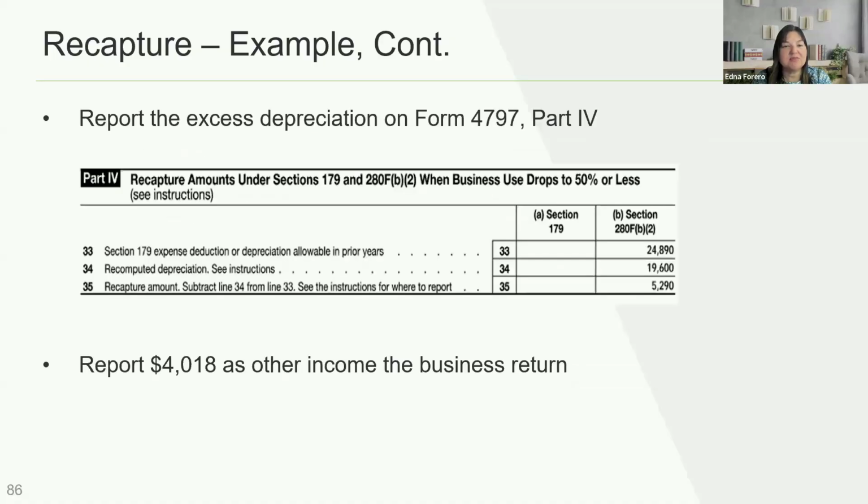So here's the example of that. The difference between that is $40,018, and this is again reported on 4797, Part 4. And the difference is recaptured, and it's shown as other income that he has to list. So if you're looking at journal entries there, you'll see the debit for the accumulated depreciation, and then you'll see a credit for the recapture amount. So make sure that those journal entries are balanced again.